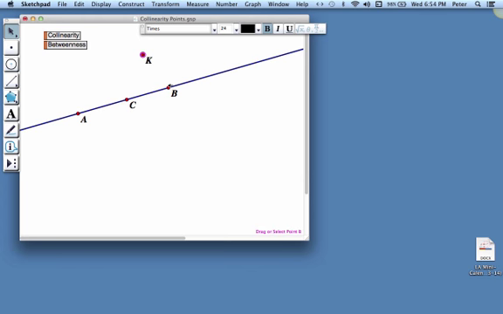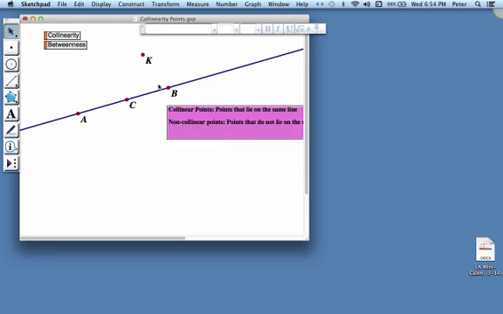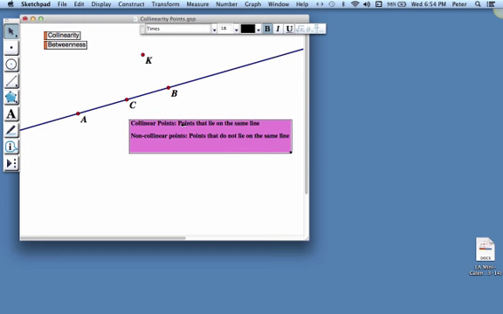Now, there is some subtleness to this, because K and B would be collinear. I could construct a line through K and B. K and C would be collinear for the same reason, and K and A. But the 4 points K, A, C, and B cannot be contained by a single line. Therefore, they are non-collinear. So collinearity is really as obvious as it looks. Collinear points are points that lie on the same line, and non-collinear points are points that do not lie on the same line. So now let's take a look at this idea of betweenness.